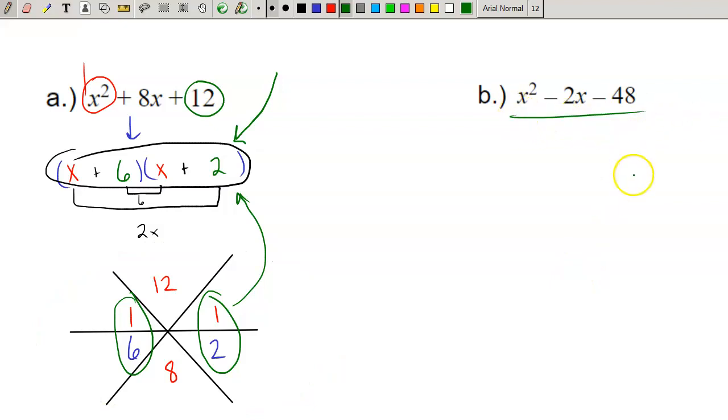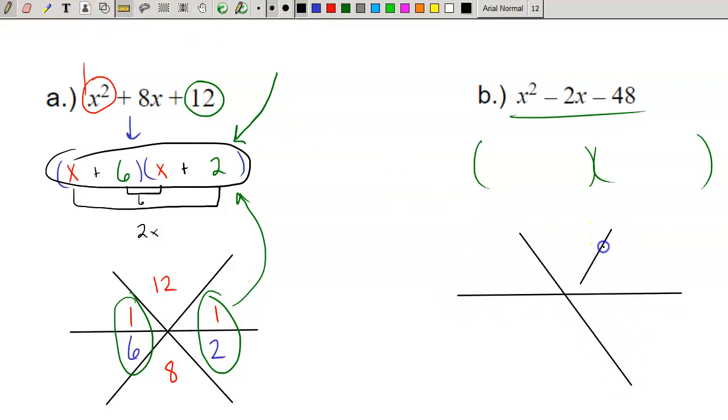All right, so let's look at part B if we're going to factor that. Again, we want to figure out what those two parentheses are. If we use the snowflake method, we're going to draw a horizontal line here, cross in here, and put the A right here. The A is, again, simply 1 and 1. The A times the C value is negative 48. The B value is negative 2.